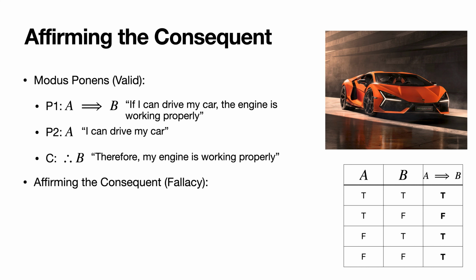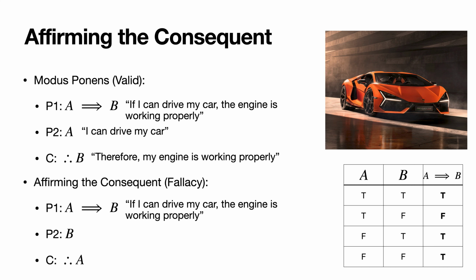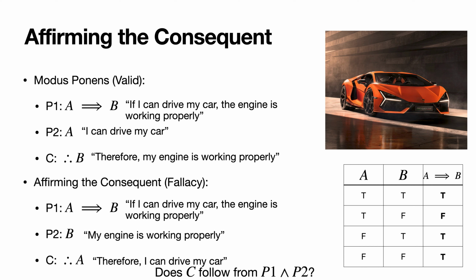Whereas affirming the consequent goes like this. Premise 1, A implies B, premise 2, B, and then our conclusion is therefore A. So this would be like saying, look, if I can drive my car, then the engine is working properly. My engine is working properly, therefore I can drive my car. And we can ask, does this conclusion follow from premise 1 and premise 2? So let's first look at A implies B, our first premise. This is false in line 2 of our truth table, so we can go ahead and cross it out.